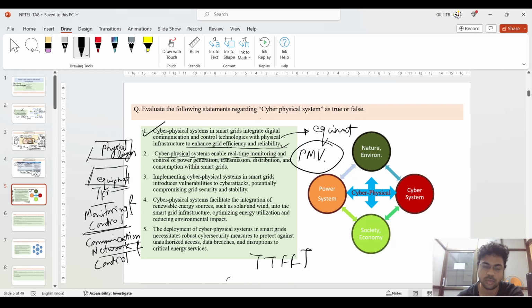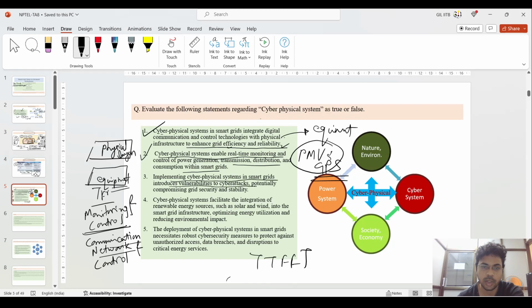Coming to the second part, that the cyber physical system enables real-time monitoring. That is true. We see that in the third tutorial sessions and the fifth tutorial session, how the PMUs communicate through GPS. Okay, so control of power generation, transmission, distribution, and communication with the smart grid. Second is true.